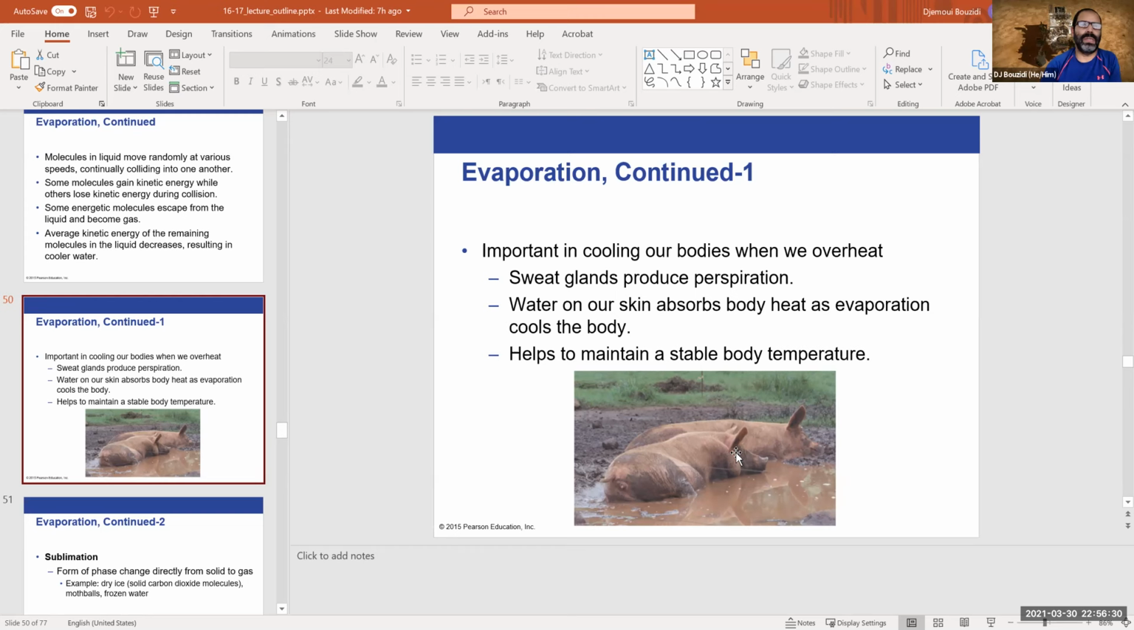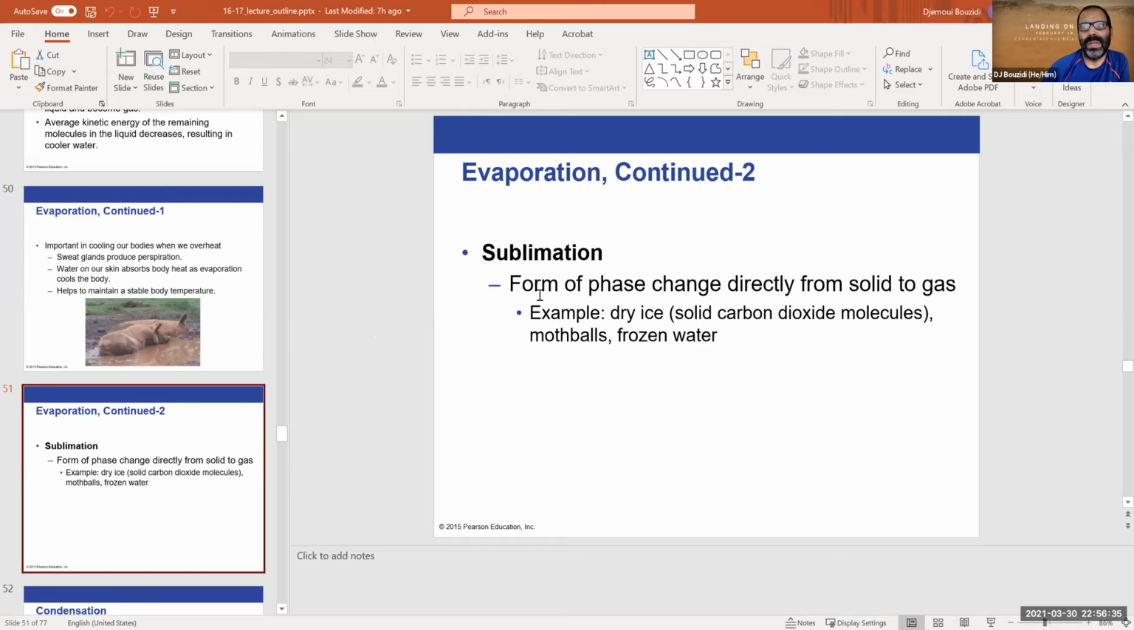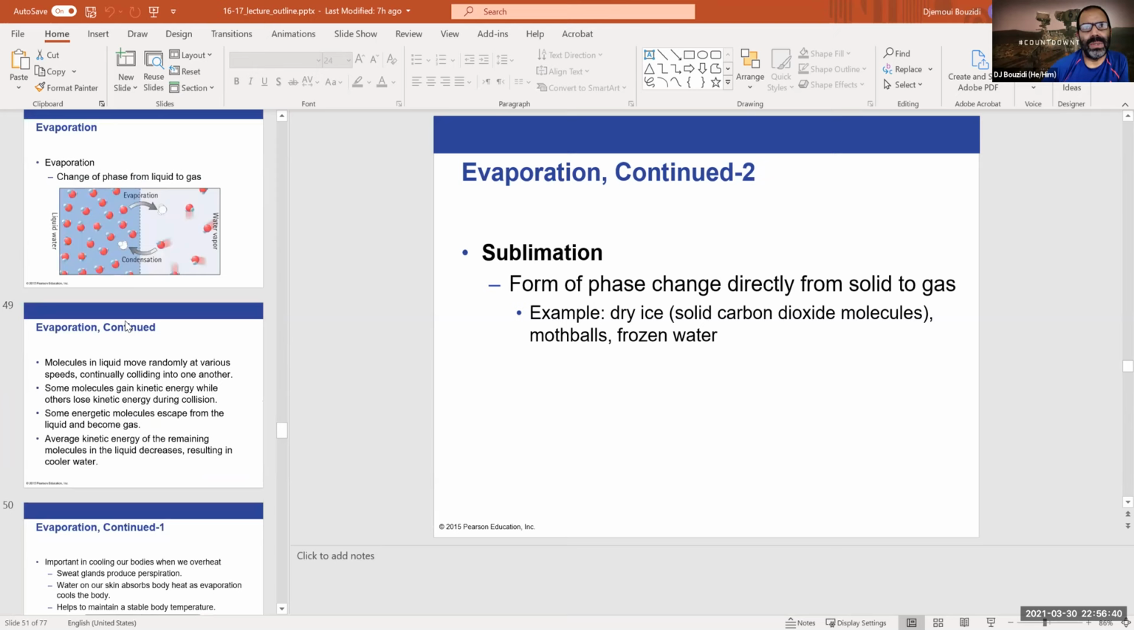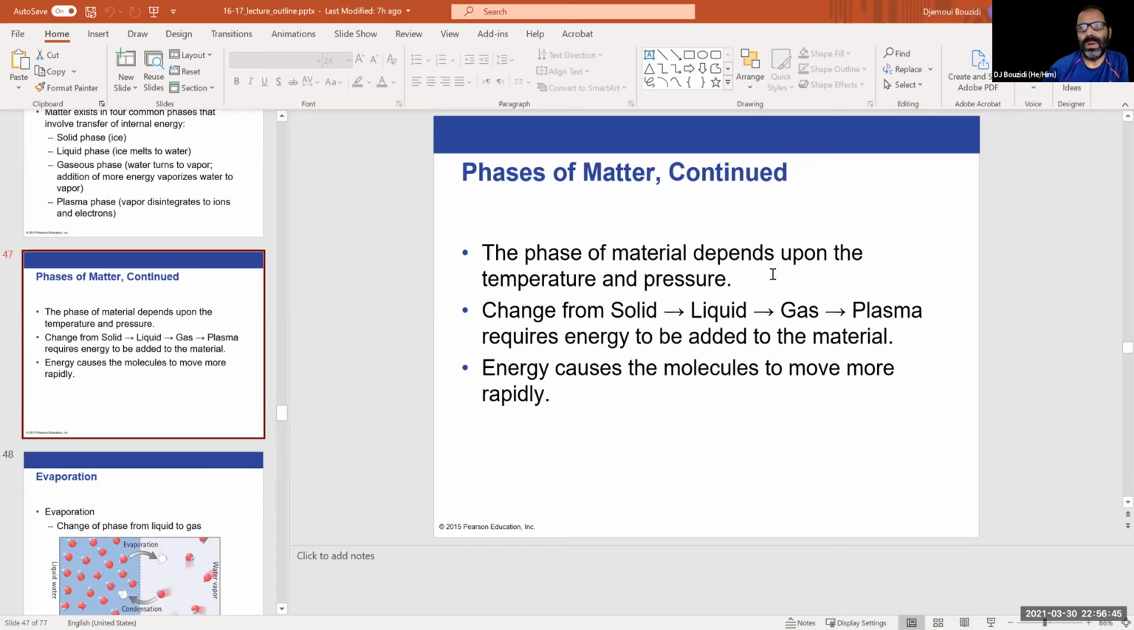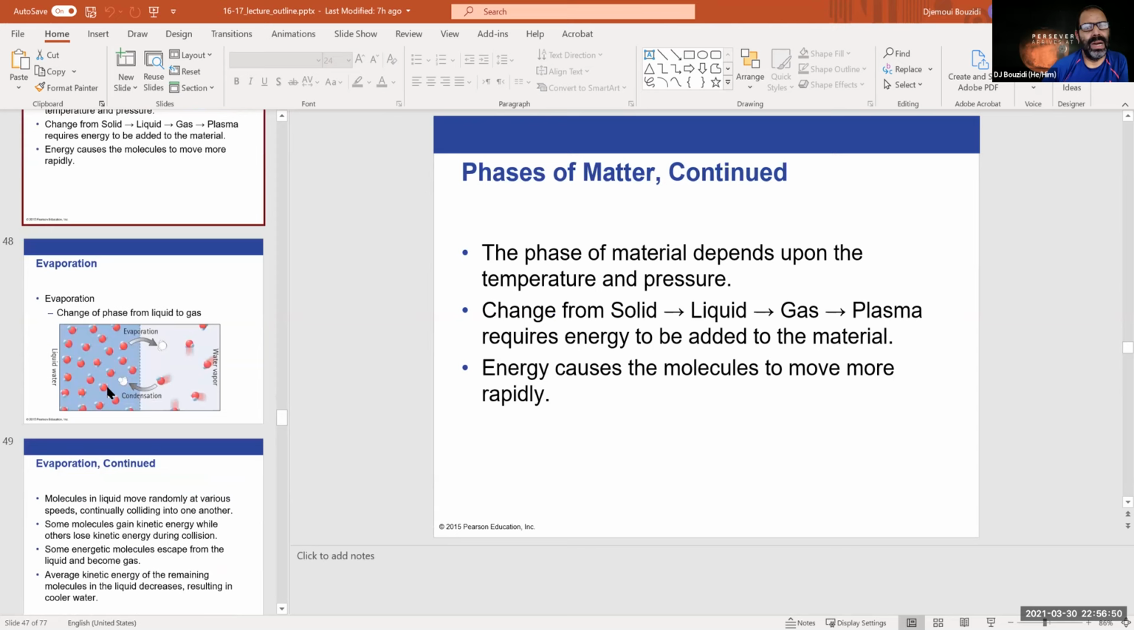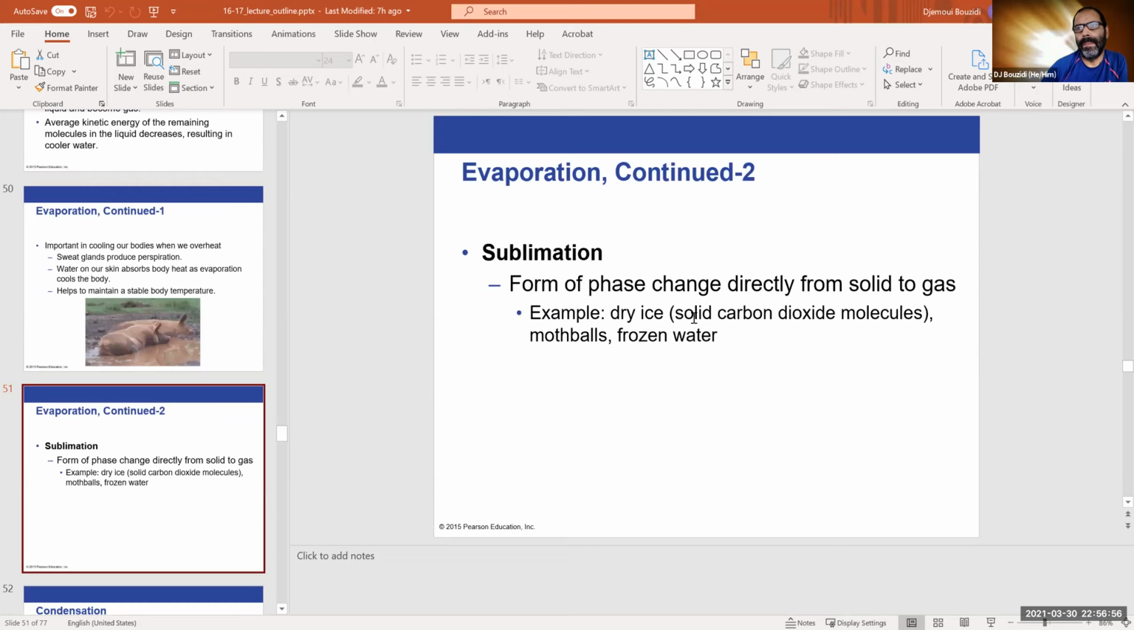Okay. I mentioned sublimation earlier, but I didn't name it. It's a form of phase change directly from solid to gas. So what I was talking about in that diagram, from solid to gas, that is sublimation. You don't go through the liquid stage. Case in point is dry ice, carbon dioxide molecules, or moth balls, okay? Frozen water also can do that too.